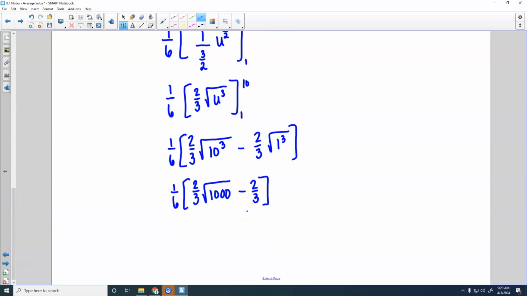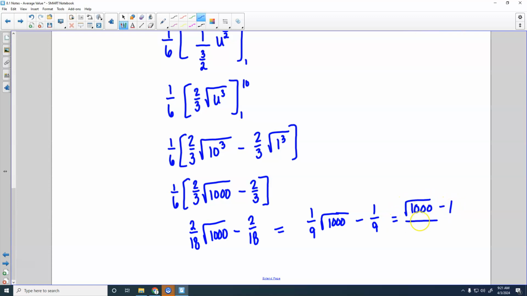Here, you could distribute that 1/6 if you want. You'll get 2 over 18 root 1,000 minus 2 over 18, but those will reduce. So you get 1/9 root 1,000 minus 1/9. They could write that a lot of different ways. It could be root 1,000 minus 1 over 9, since they're both over 9 there. They might write that as 10 root 10 minus 1 over 9.